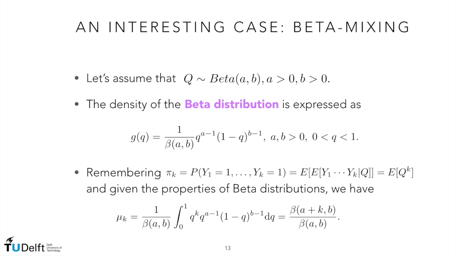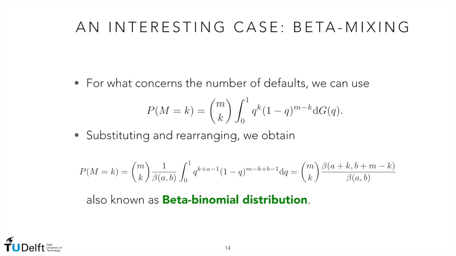Let's now assume that the mixing distribution is a beta. We know the density of a beta. We saw it when dealing with recovery rates. Since we know that the probability of default of k counterparties corresponds to the kth moment of Q, we just compute the kth moment of a beta. Here it is on your screen. As for the number of defaults, we can use the mixed binomial, obtaining the famous beta binomial distribution.